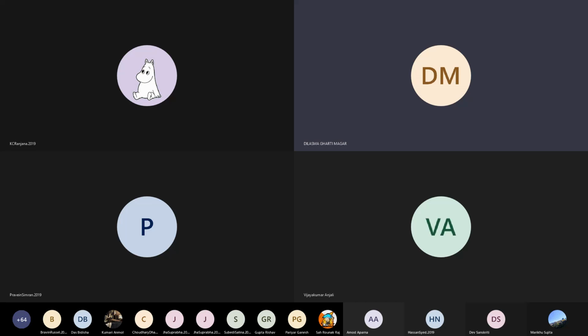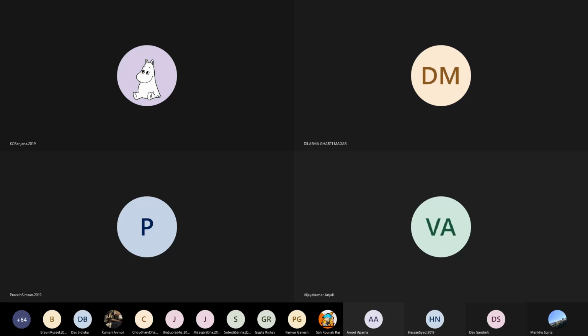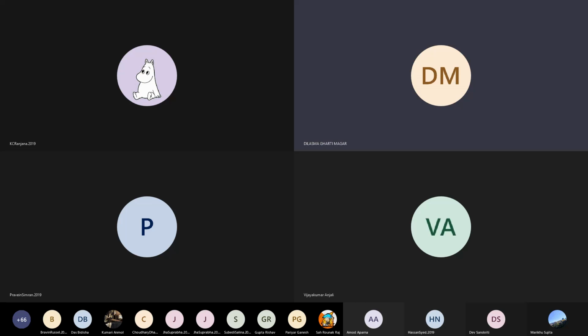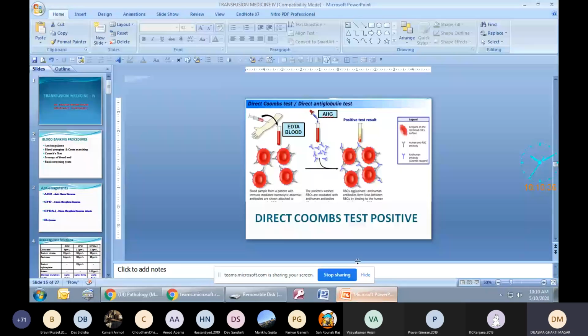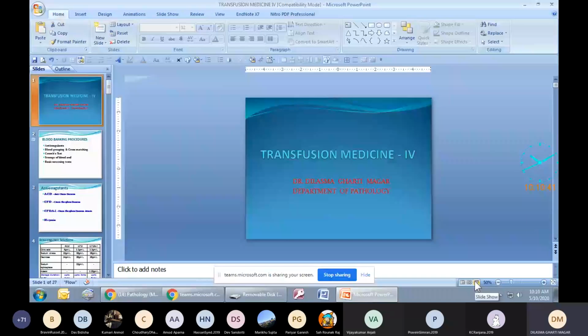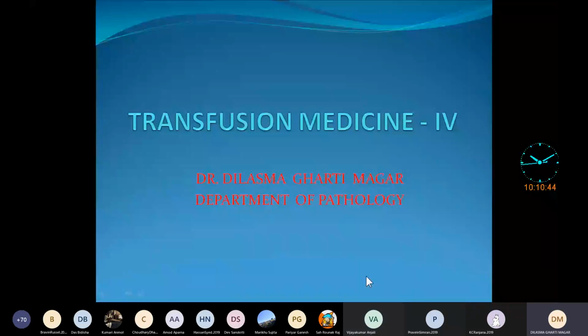Okay, today we'll start with another class. So this is the 4th class of blood transfusion. I'll be sharing the slides. Can you see? Yes, ma'am. So today we'll start with another class of transfusion medicine. I hope by this time you have understood the previous classes. If you haven't understood, you can ask me at the end of the class.